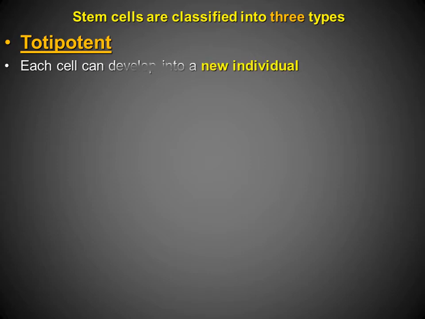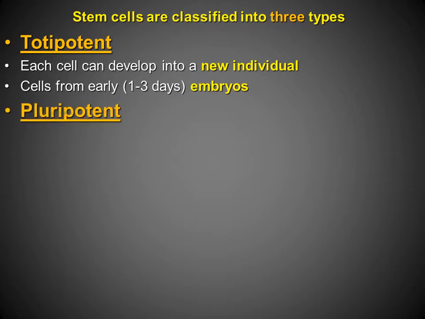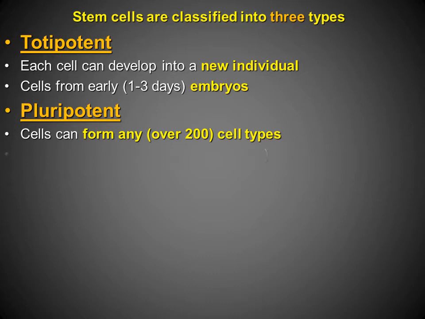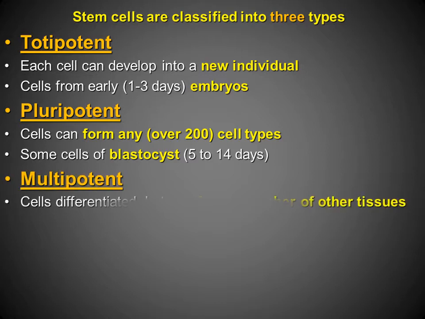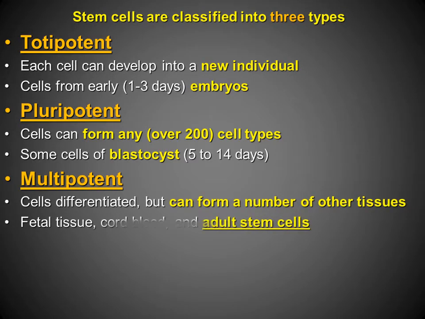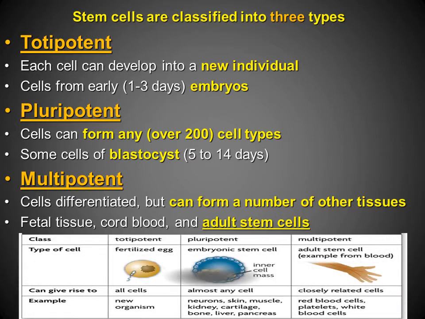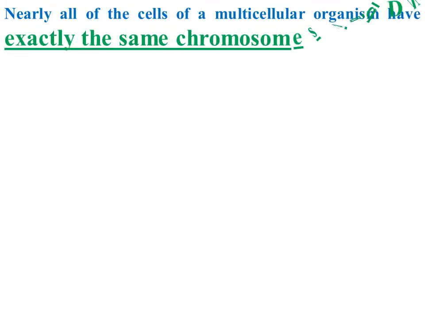Totipotent. Each cell can develop into a new individual. These cells are found in the early embryos. Pluripotent. Cells can form any of the over 200 cell types. They are found in some cells of the blastocyst. Multipotent. Cells are differentiated, but can form a number of other tissues, like adult stem cells.